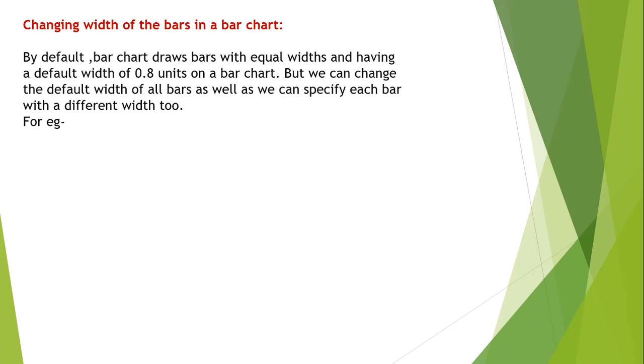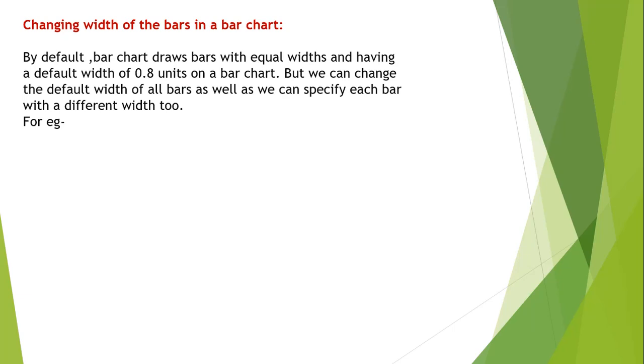Changing width of the bars in a bar chart. In previous video tutorials we have studied how to plot the bar chart. Now we have to discuss what if we want to change the width of the bars. Since the bar chart consists of different blocks of bars, what if we want to change each individual bar's width? By default, a bar chart draws bars with equal widths and a default width of 0.8 units on a bar chart.